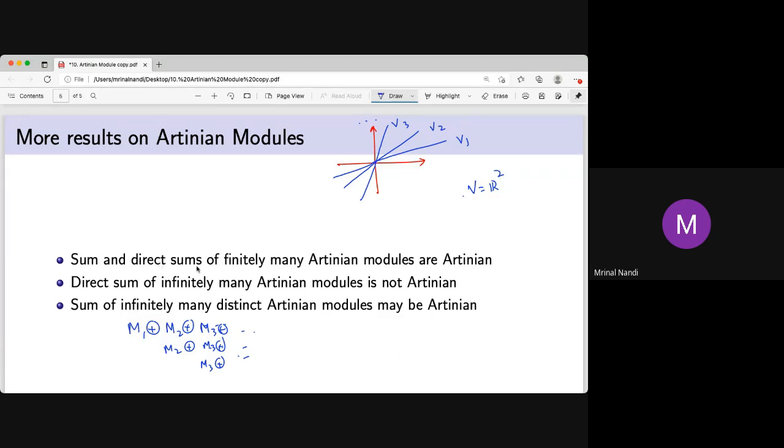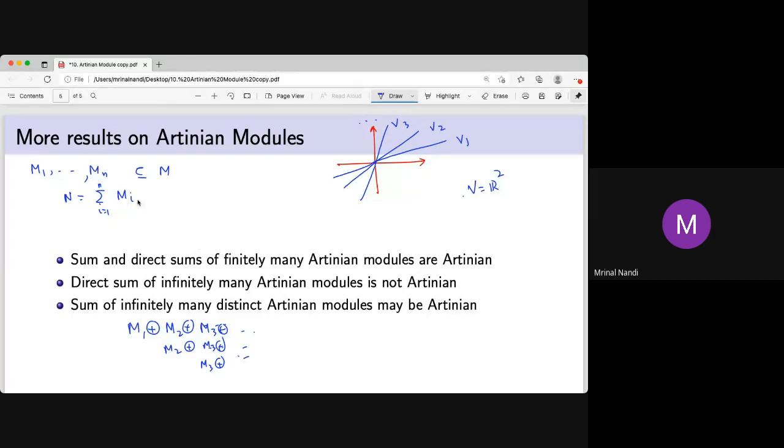Now, how do you show that a sum or direct sum of finitely many Artinian modules is Artinian? First take M1, M2, up to Mn, a finite collection of Artinian submodules of M. Now take the sum. Once I show this for the sum, then it is also true for the direct sum, because a direct sum is after all a sum. So we just show it for the sum, then it is true for the direct sum also. So for the sum, we have to show that N is Artinian.